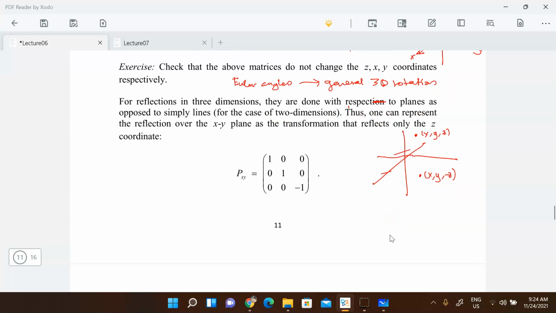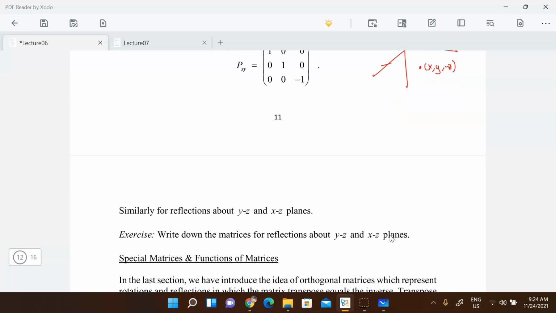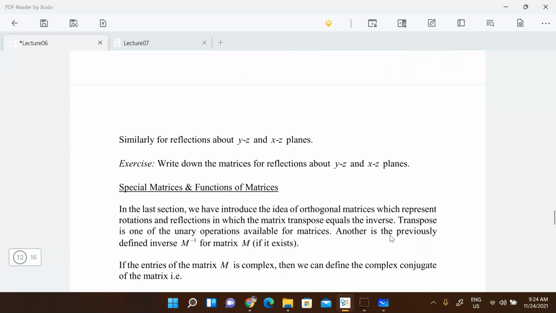And of course, now you can start to think of what about reflection about yz and xz? I believe you can actually try to write down what it is. I will not show it here, but you can figure it out yourself.